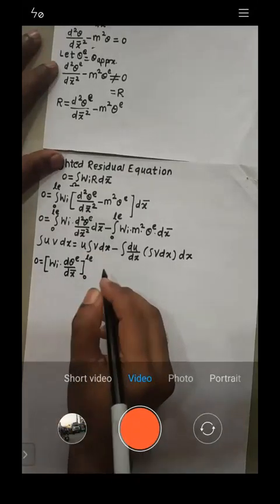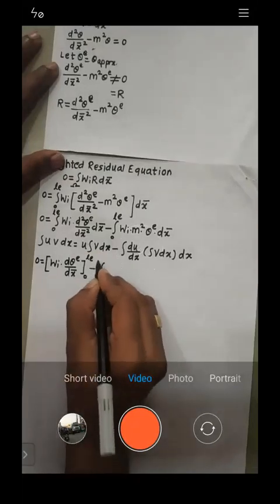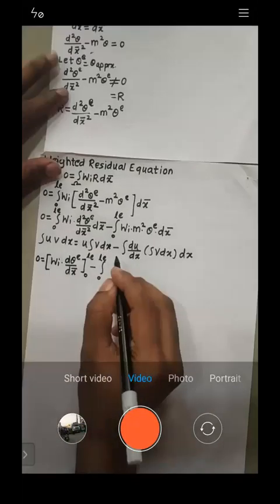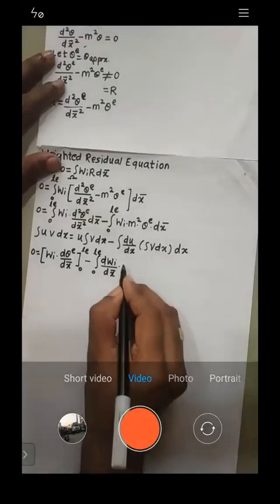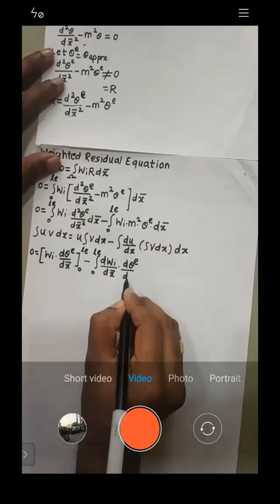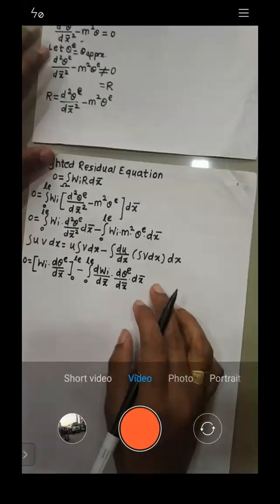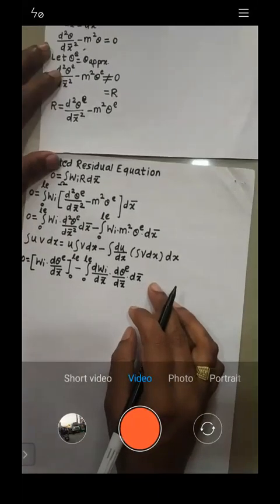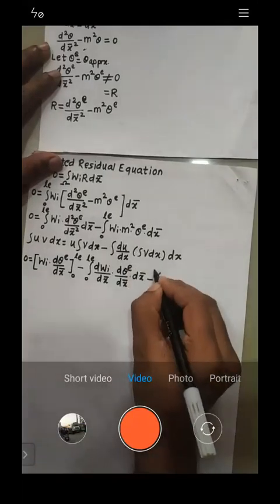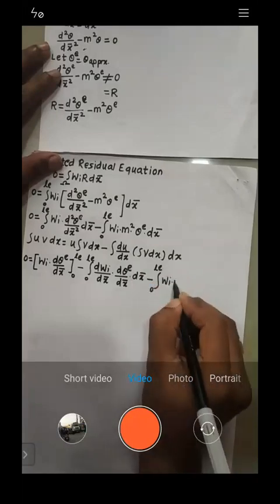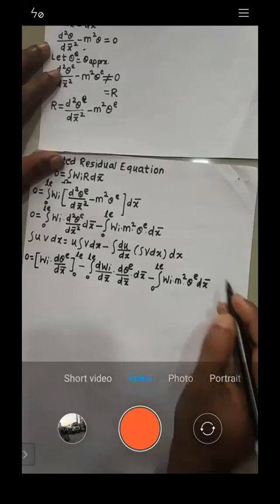0 to LE minus integration, that is 0 to LE, derivative of first, right? Derivative of first into integration of second, right? Into integration of second, okay, dx, right? Yes or no? Okay, minus this term will remain as it is. So I'm going to write minus 0 to LE weight function, okay, into m square into theta e into dx bar. Okay, yes or no?